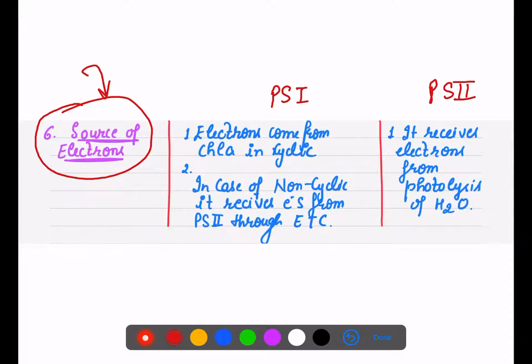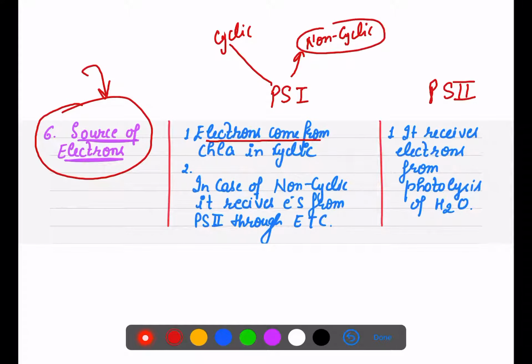So if we talk about photosystem 1, I will write it plays a role in non-cyclic as well as in cyclic. Non-cyclic में कहाँ से आते हैं, इसको कहाँ से पहुँचते हैं photosystem 1 में electrons? They have come from photosystem 2. So electrons come from chlorophyll A in cyclic, if we are talking about cyclic photophosphorylation. In case of non-cyclic, it receives the electron from photosystem 2 through the electron transport chain.